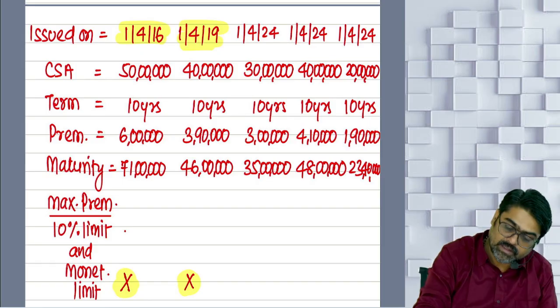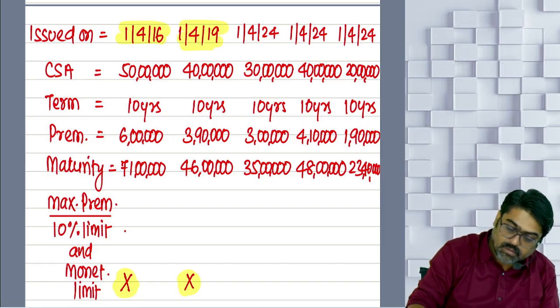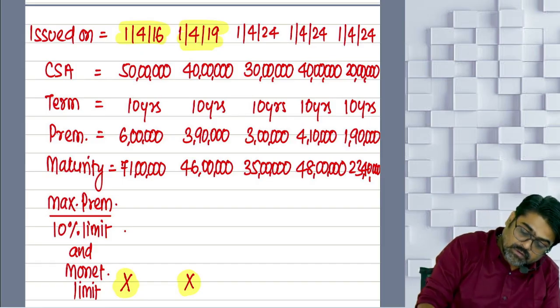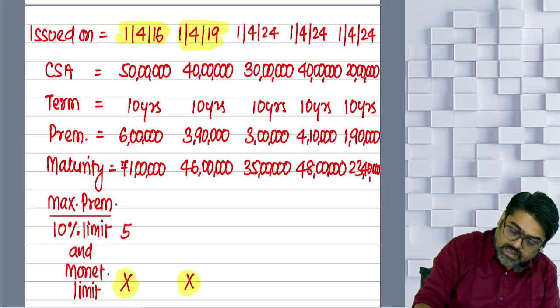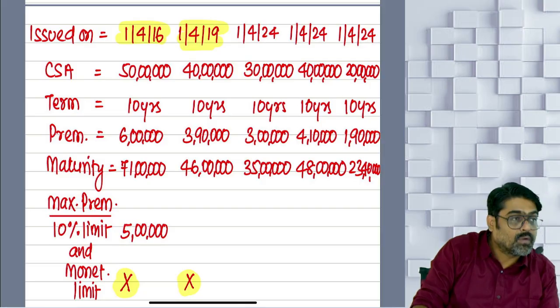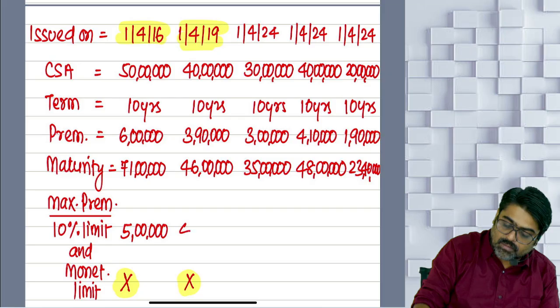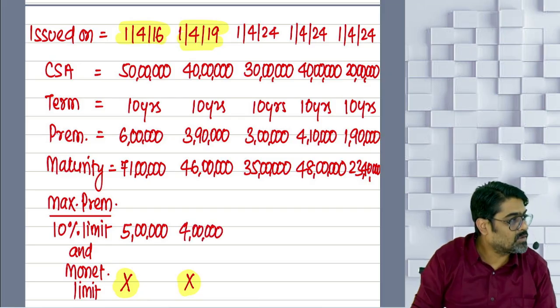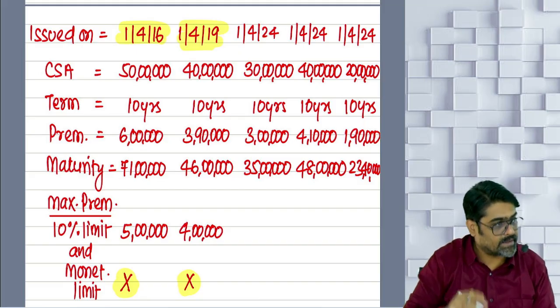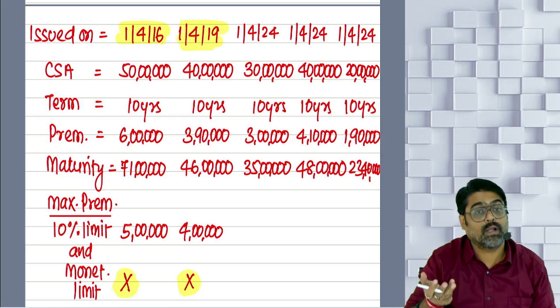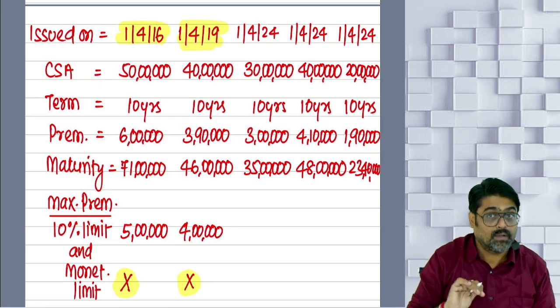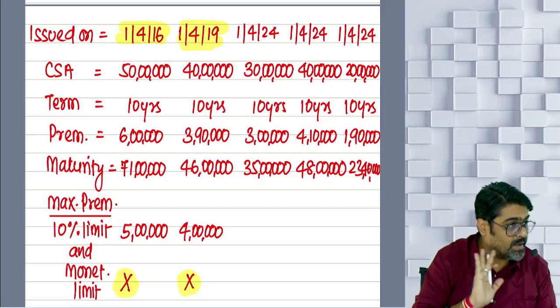So how much is the percentage limit? 10% of 50 lakhs will be 5 lakhs, and 10% of 40 lakhs will be 4 lakhs. And we are assuming that the policy was not taken for a handicapped person, hence we are taking 10%. If the policy is taken for a handicapped person, then instead of 10% we are going to take 15%.